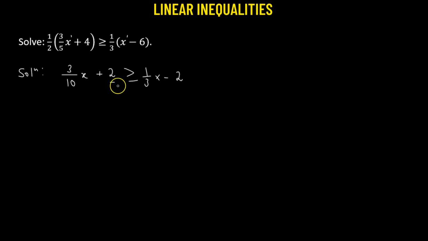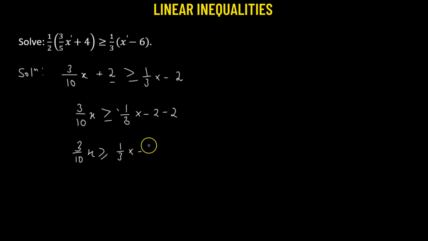In the next step, let's transpose 2 from the left hand side to the right hand side. All we have to do is subtract 2 from both sides. So we have 3/10x, but this will be greater than or equal to 1/3 of x, minus 2, minus 2. So this is greater than or equal to 1/3 of x minus 4.